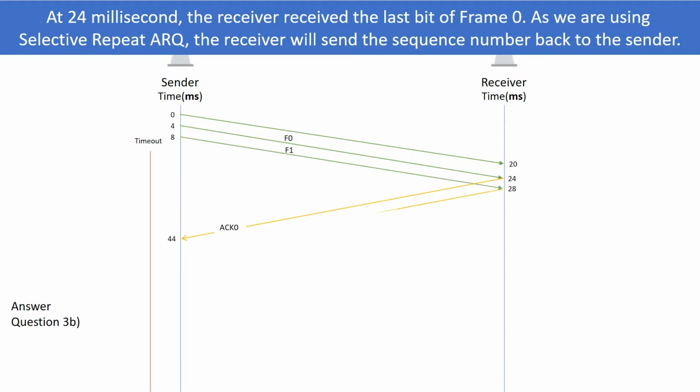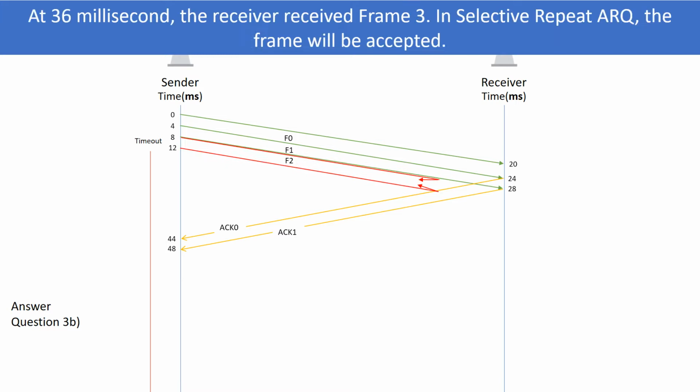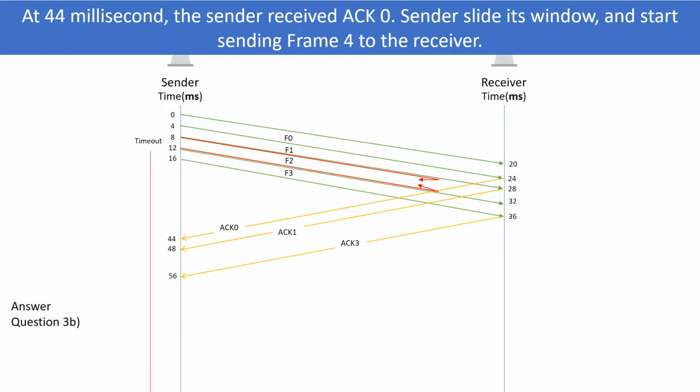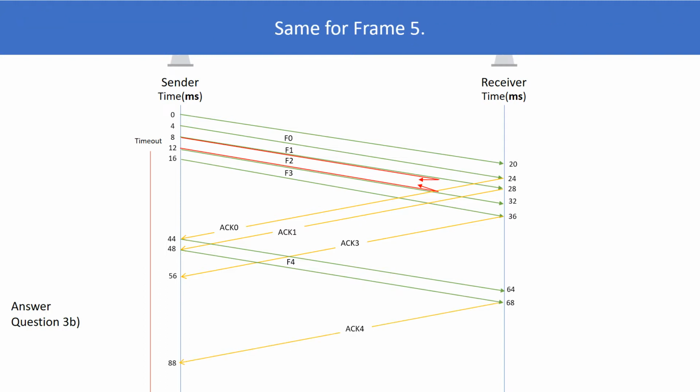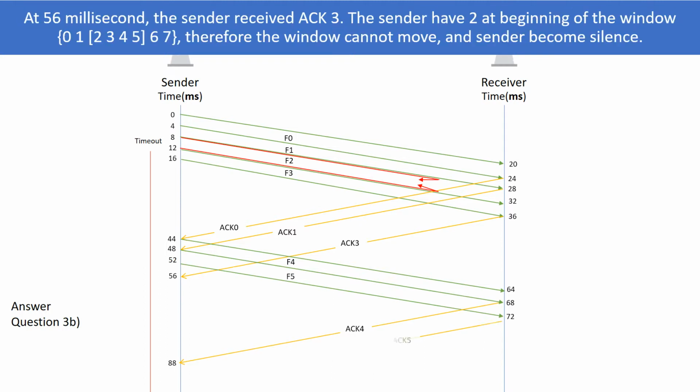Frame 2 is lost. At 36 milliseconds, the receiver received frame 3. In selective repeat ARQ, the frame will be accepted. At 44 milliseconds, the sender received ACK0. The sender slides its window and starts sending frame 4 to the receiver. Same for frame 5. At 56 milliseconds, the sender received ACK3.